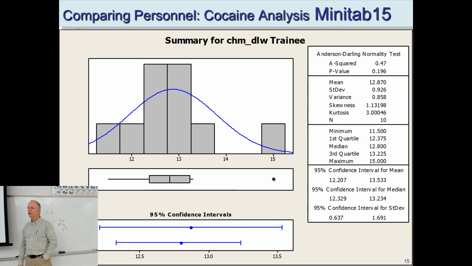See the star? That's a histogram of the data, and you see that data point at 15, and it has an asterisk underneath it. It says this is an outlier. It's giving you the mean and standard deviation and everything over here. It gives you the confidence intervals for the trainee, and you can see that they go from 13.5 down to 12.2, just like we calculated.